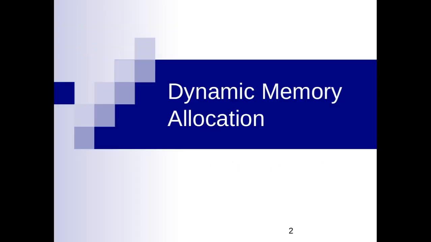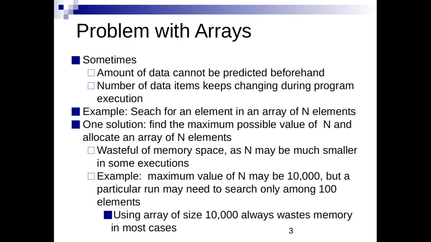The topic of this video is dynamic memory allocation. Sometimes the amount of data cannot be predicted beforehand, and the number of data items keeps changing during program execution. We have seen such situations in many of the previous lectures. Example: search for an element in an array of n elements.